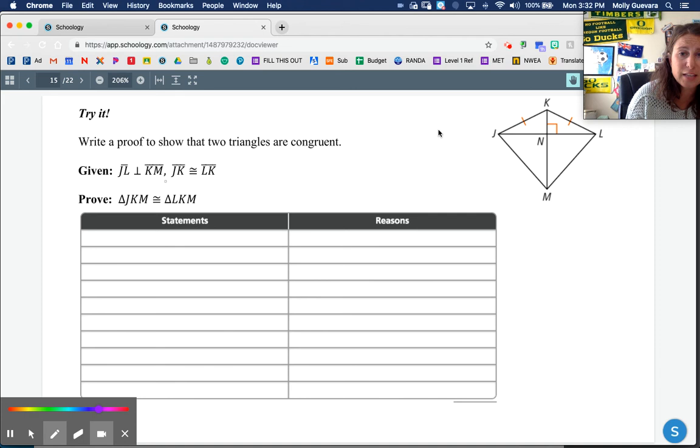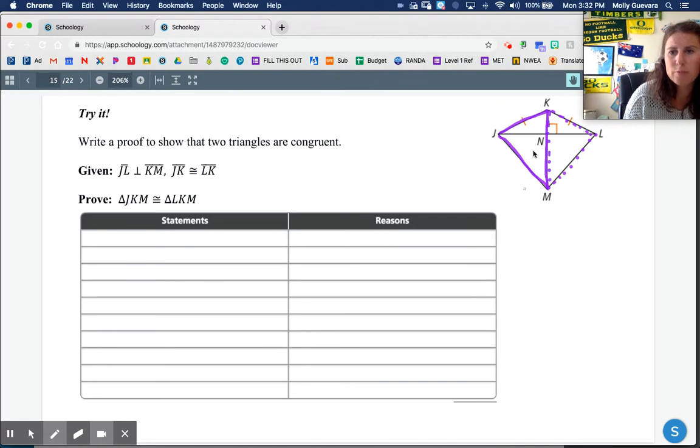It says, I want to prove that the two triangles are congruent. Well, what two triangles, right? I want to prove that JKM, so this triangle here, is congruent to KLM, which is this triangle here. So I'm trying to show that the left side and the right side are the same.